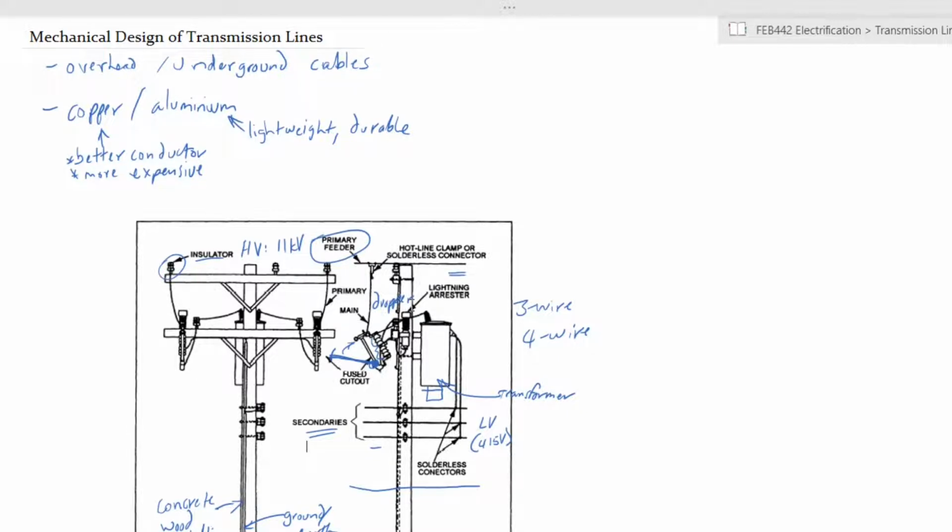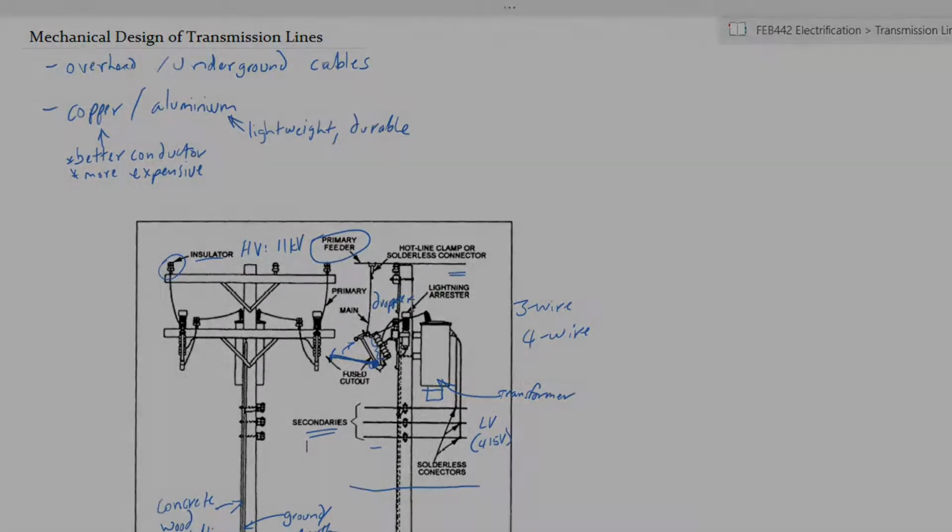Other examples, you can have undersea cables or underwater cables, cables that need to cross a body of water, a large body of water. It would not be practical to put poles. You need to put underground cables.